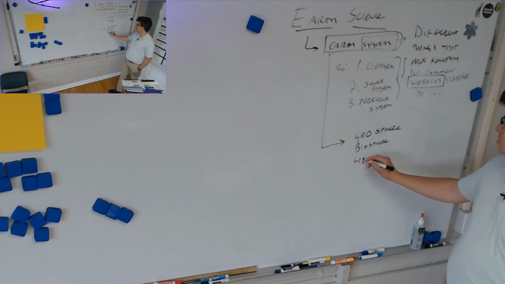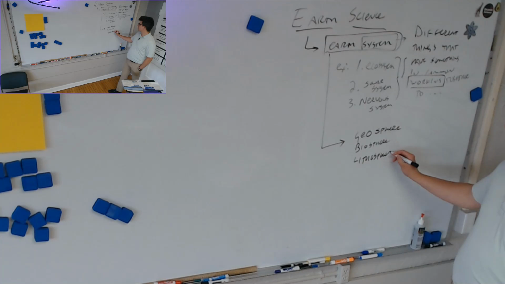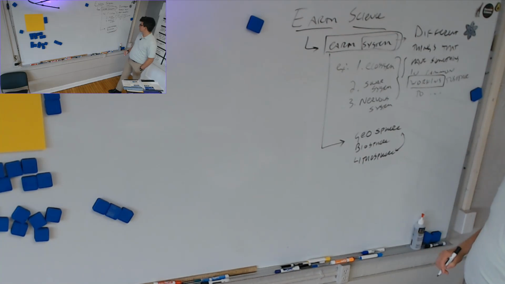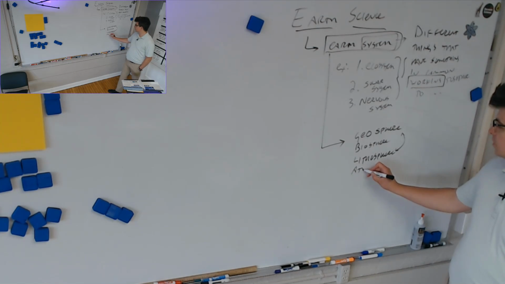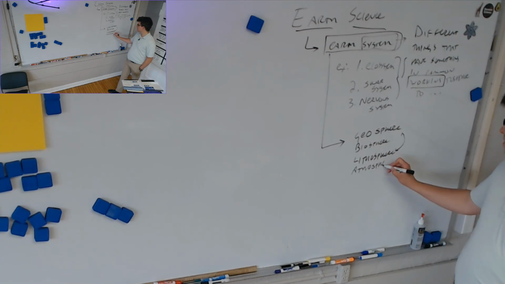Yeah, there is a lithosphere. In this context, we usually include that as part of the geosphere. And the atmosphere. I'm looking for one more. There are others, but I'm looking for one more specifically.